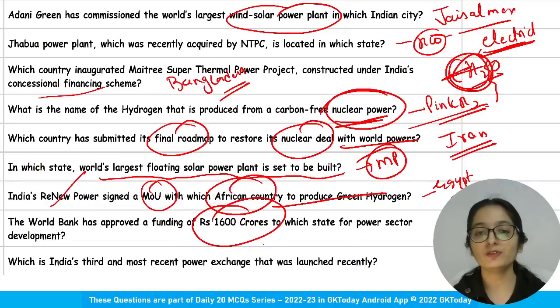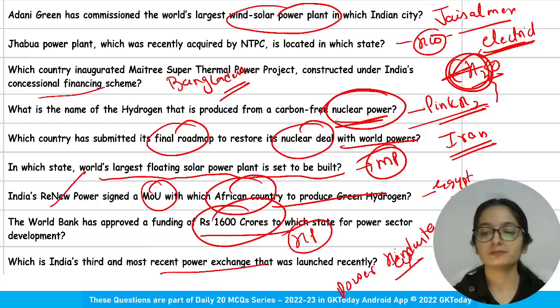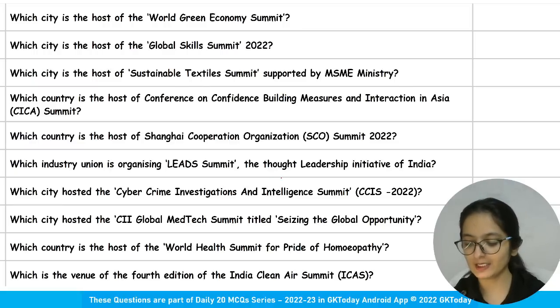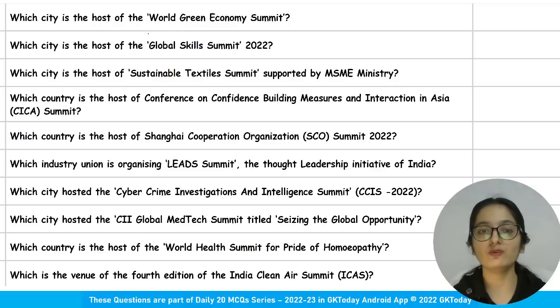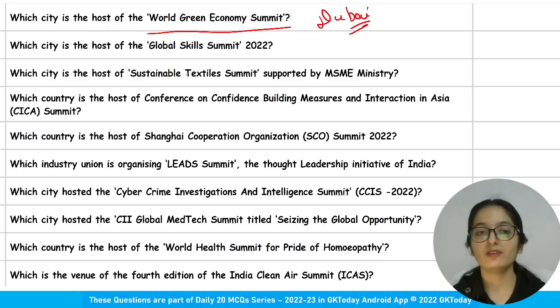The World Bank has approved a funding of rupees 1600 crore to which state for power sector development? Himachal Pradesh. Which is India's third and the most recent power exchange that was launched recently? Hindustan Power Exchange, right? Moving to the next category, there are some summits that were in news. We'll see where these summits were. First question, which city is the host of World Green Economy Summit? Dubai.